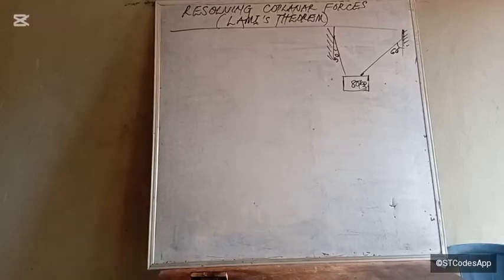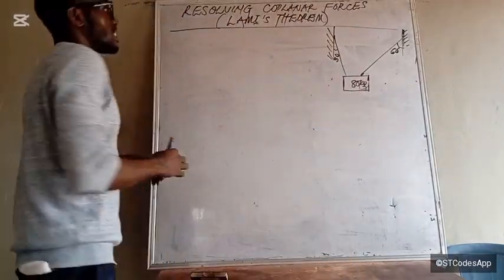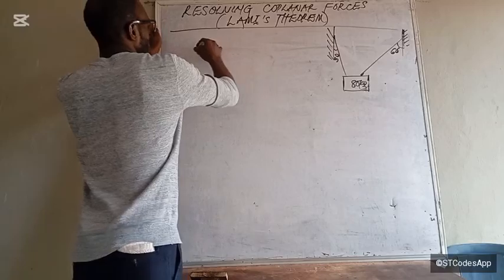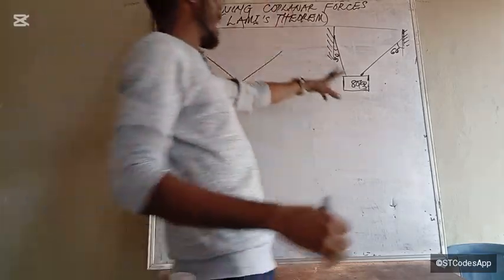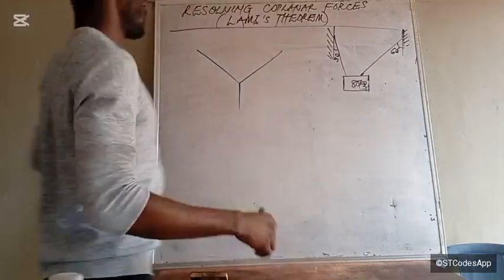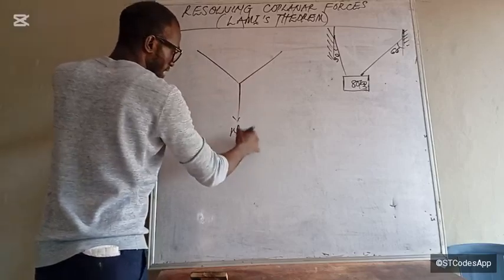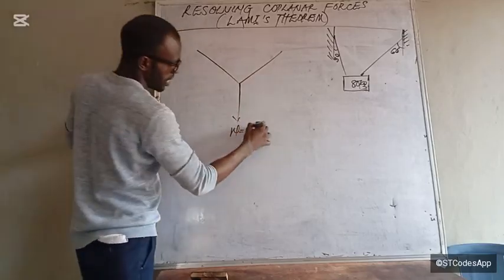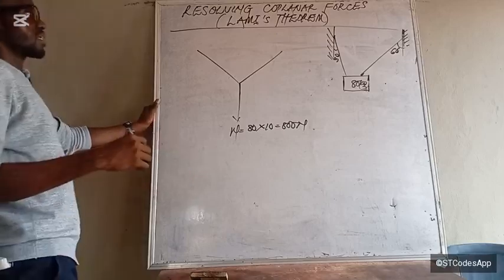So in order to solve this question, the first thing we have to draw is the free body. The free body will look like this, because all these forces will be acting at the center of gravity of this body, right? So the weight is acting downward, right? What will be the weight of this body? 80 times 10, which is 800 Newton.